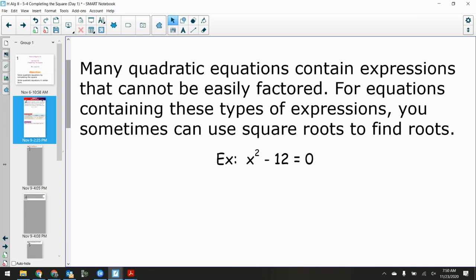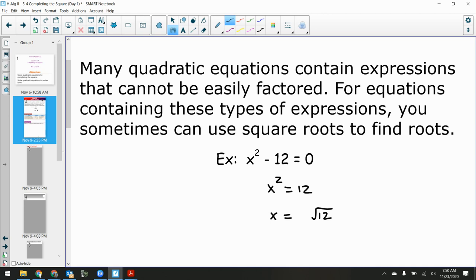Well, do you see how there's no b term? Like, there's no 3x term. There's just the x squared and the number. When there's no b term, what you can do is just solve directly, which basically means that I just add the 12 over to the other side. So x squared is equal to positive 12. And then I square root 12. What undoes x squared? Well, square rooting it. So therefore, I would have x is equal to the square root of 12.